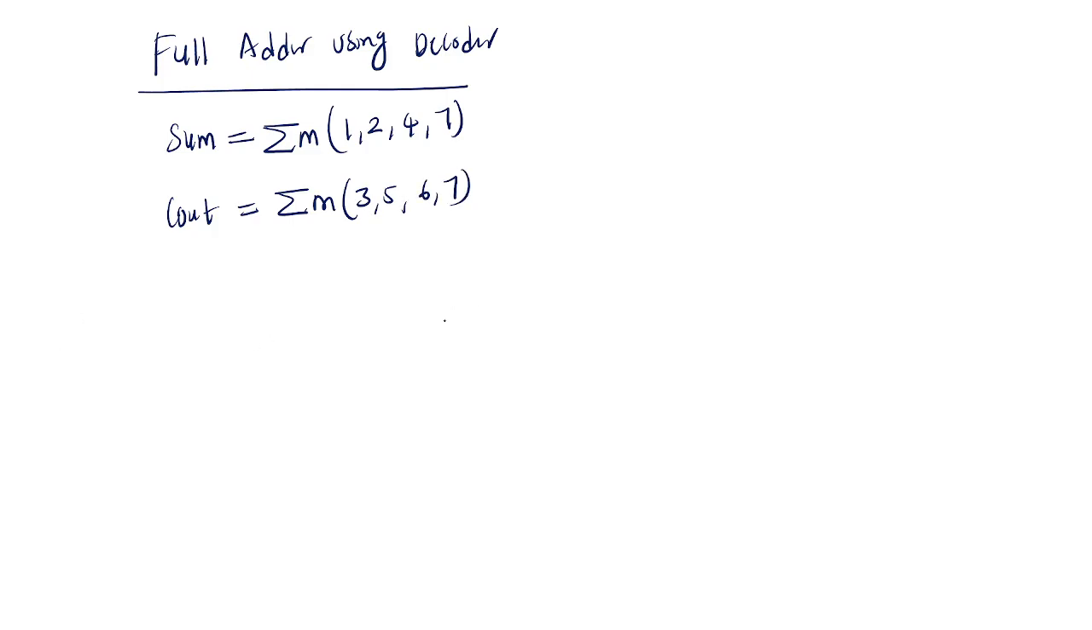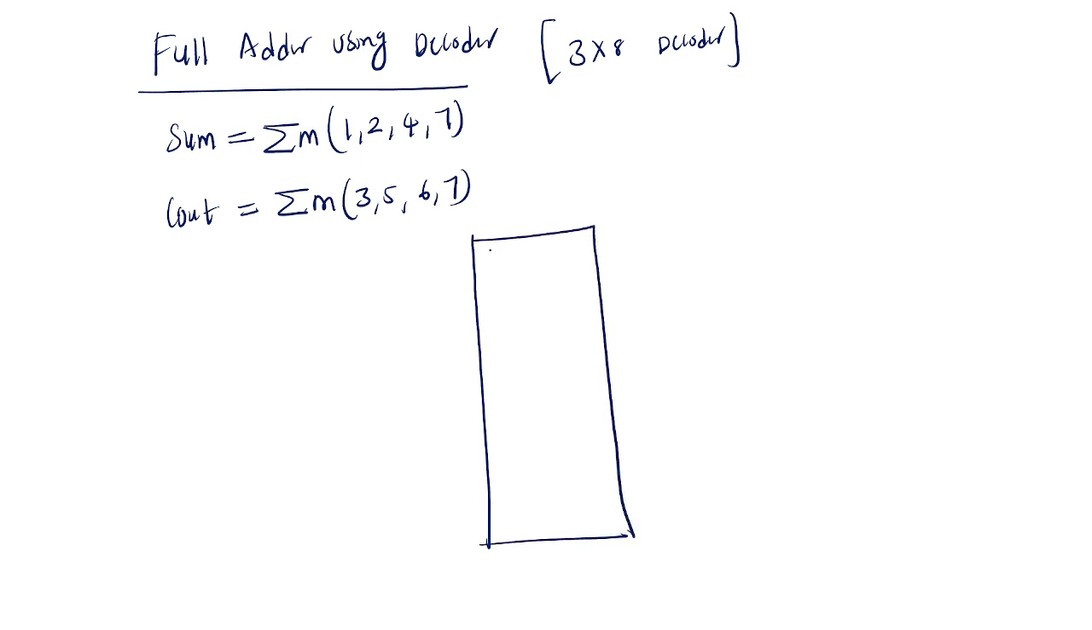That means, just by using a 3 to 8 decoder, each output of the decoder is one minterm. So see here, this is a 3 to 8 decoder. Let us take the inputs as A, B, and C in, and outputs 0, 1, 2, 3 till 7. So these are nothing but minterms.